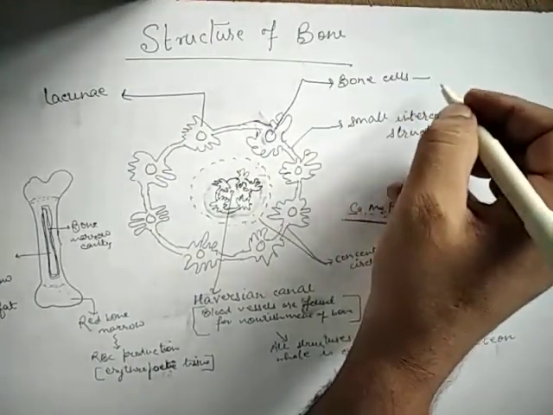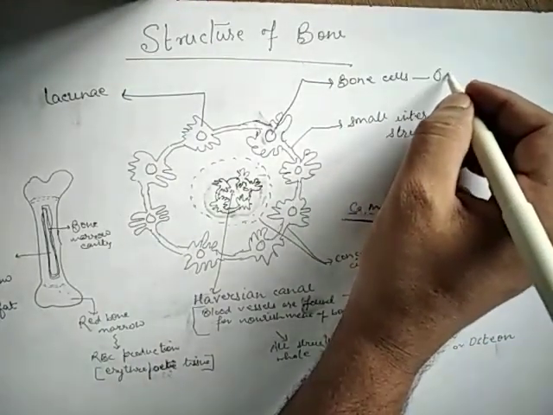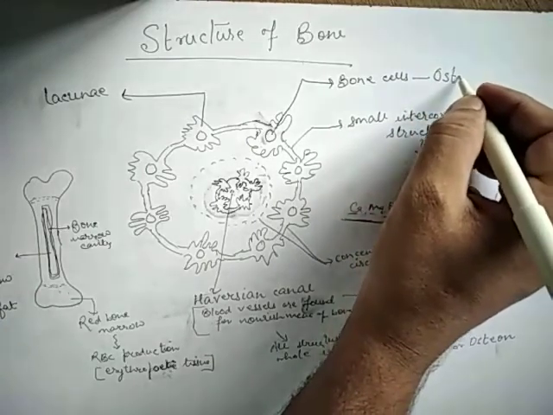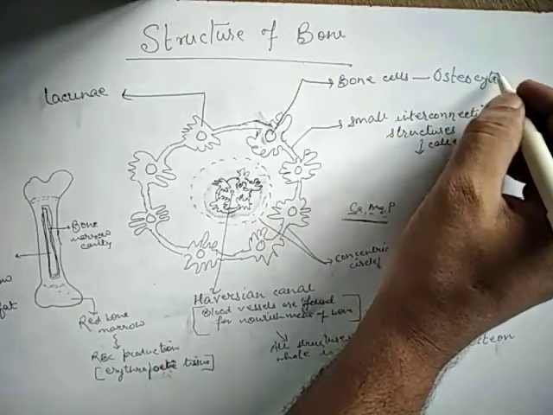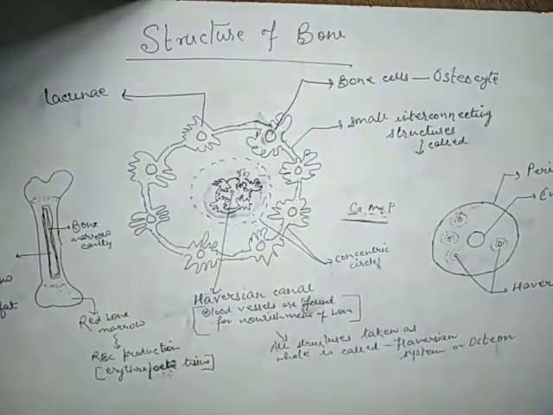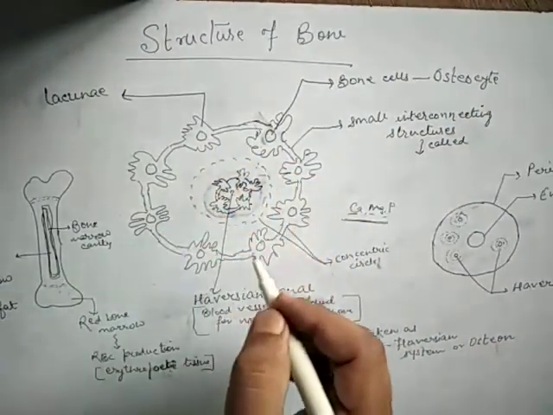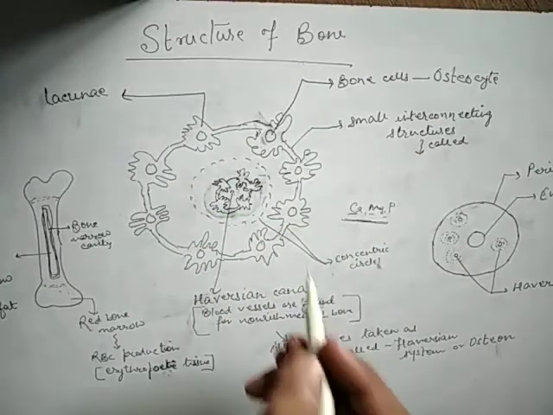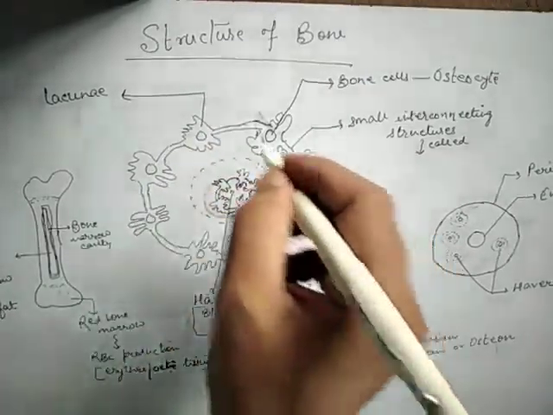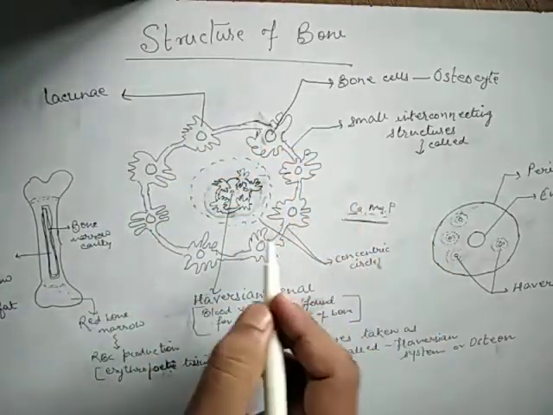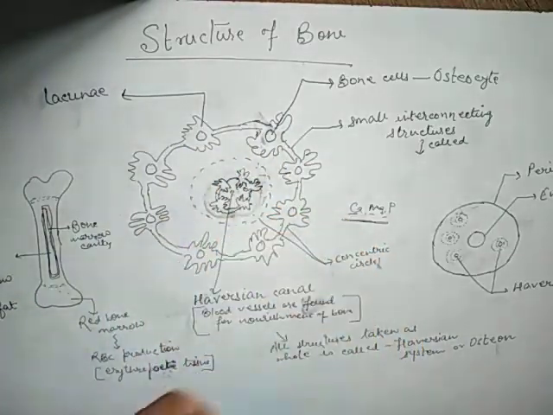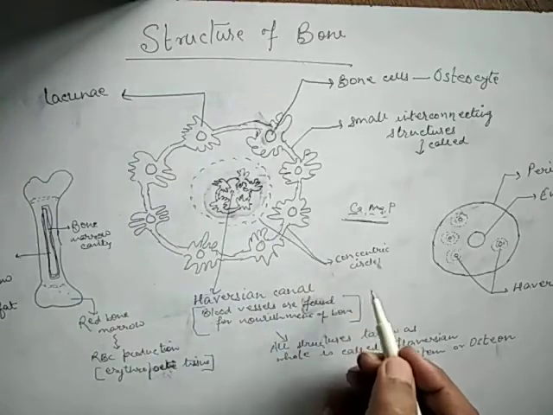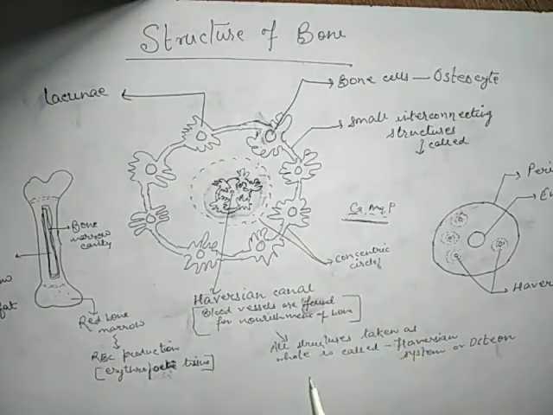So bone cells are called osteocytes. We can see the figure here. These concentric rings, or concentric circles, you can see this circle, then this circle, then this one. These are called concentric circles, or concentric lamella, or concentric rings.